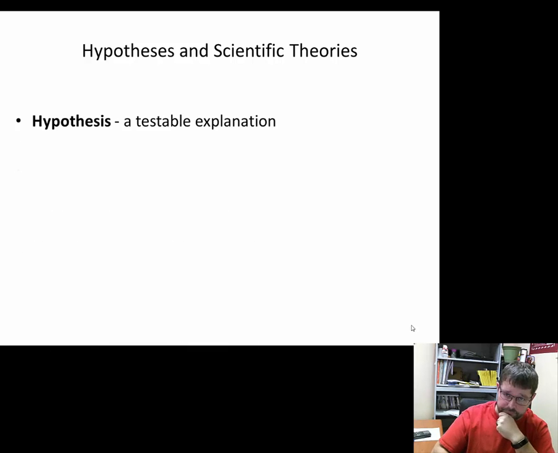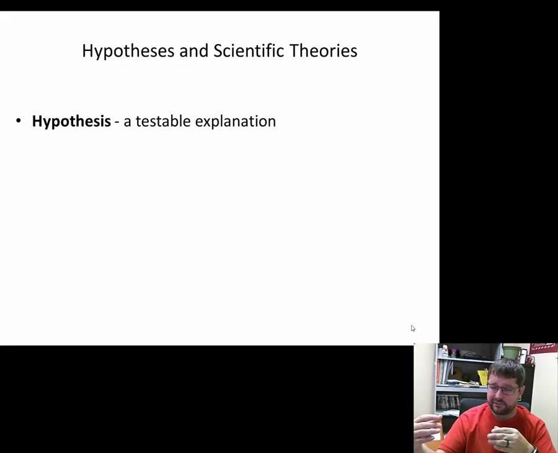So let's go to hypotheses. Okay, so again, hypothesis is not an educated guess. You've been taught this for a long time, and I wish teachers would stop telling their students that it's an educated guess. Okay? Just because you're an educated individual does not mean that you can create hypotheses. Okay? And it doesn't mean that you can create a valid hypothesis. Remember, a hypothesis is an explanation for a natural phenomena.